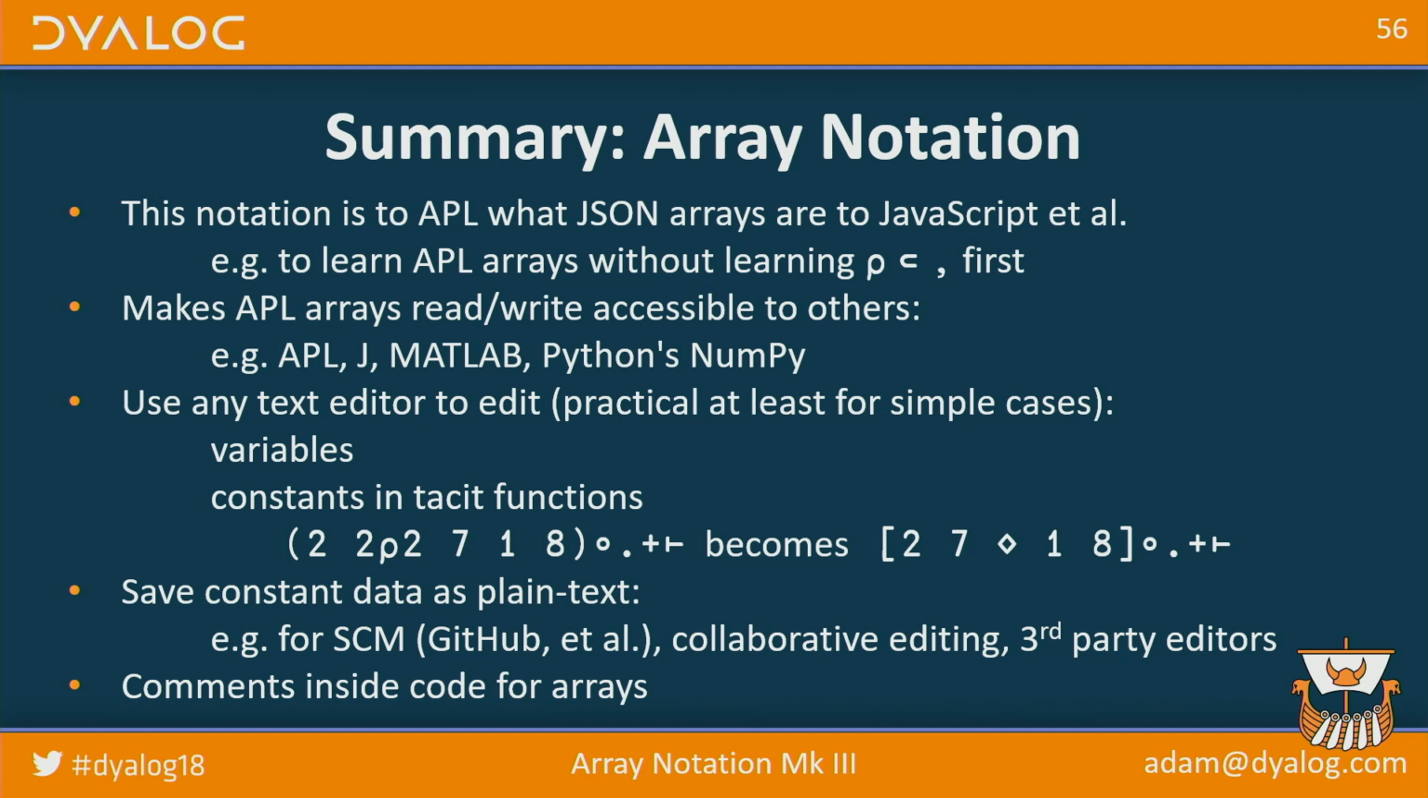So, the array notation, the part of it that's just about simple arrays, is really something that's glaringly missing from APL, because other languages that do have some kind of arrays, even though they're simpler and more primitive than APL's, have notations for it. So JavaScript has JSON, the JSON notation, which allows you to write explicitly how the whole array looks.